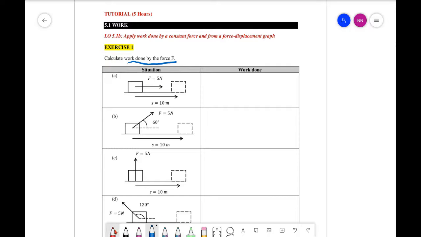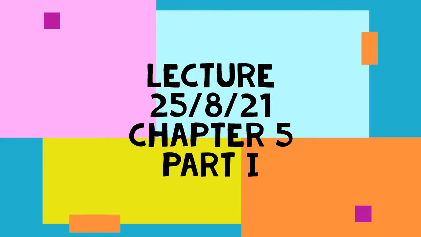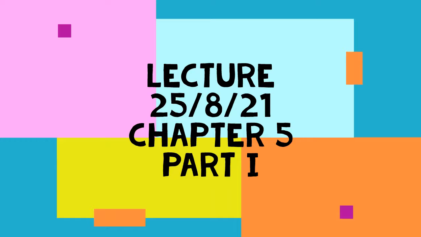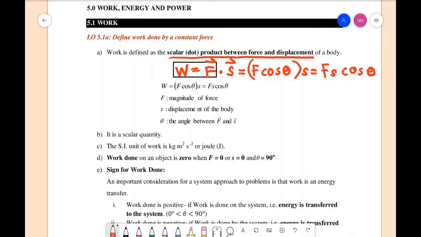If you remember what I mentioned in lecture, when you use the formula for work done equals F dot S, the force must be the component of force which is parallel to displacement S. So whenever you want to use this formula, you must multiply displacement S with the component of force which is parallel to the displacement.